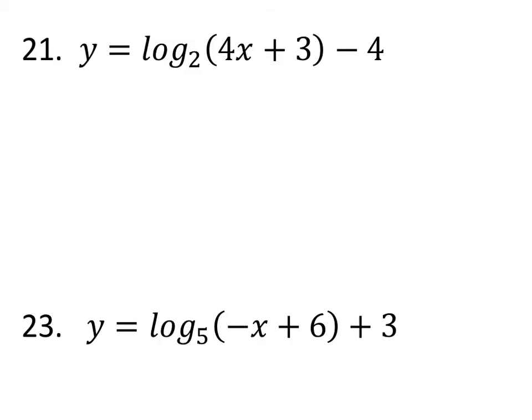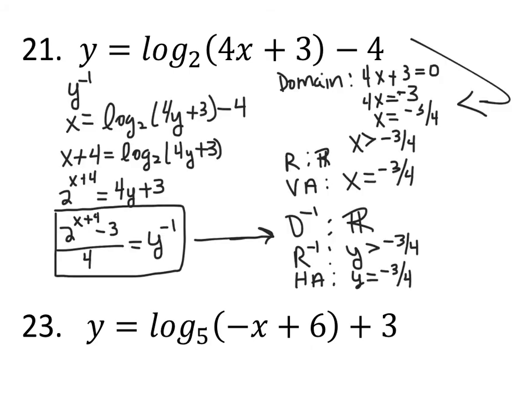All right, the last two problems I'm going to do are problem number 21 and 23. We're going to focus on domain and range and the asymptotes of these and their inverses. That is something you're going to have to be able to do on the test. You're going to have to be able to find the inverse, and determine the domains and ranges and the asymptotes. I have a lot to explain here, so I'm going to go kind of fast.